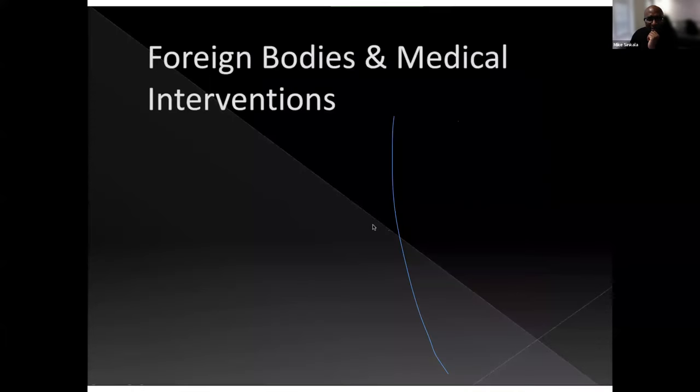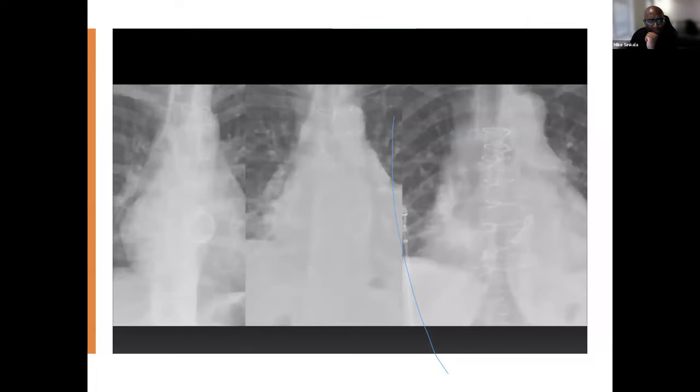Foreign bodies and medical interventions, again, are quite common to see. Look at this one here. We do have multiple wires around here. These are wires secondary to what they call the coronary artery bypass graft. These are called the mediastinal stenotomy wires, which are quite common to see right in the midline of, let's say, a chest X-ray.